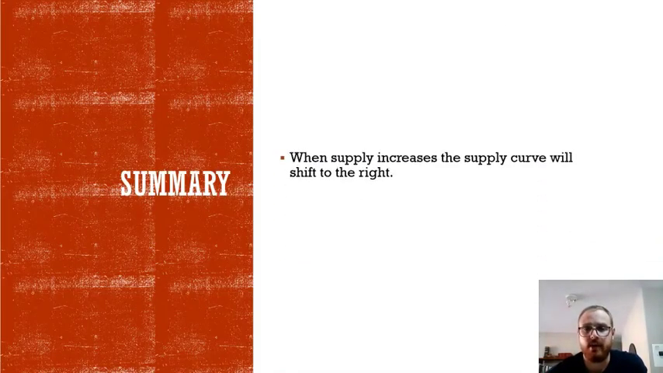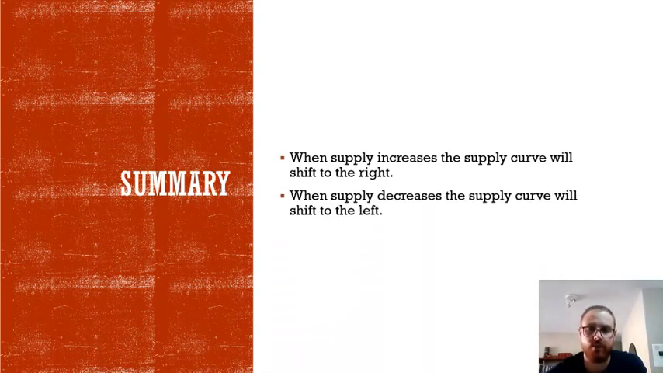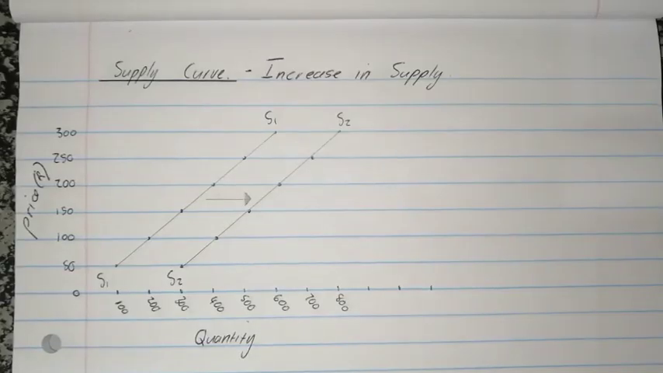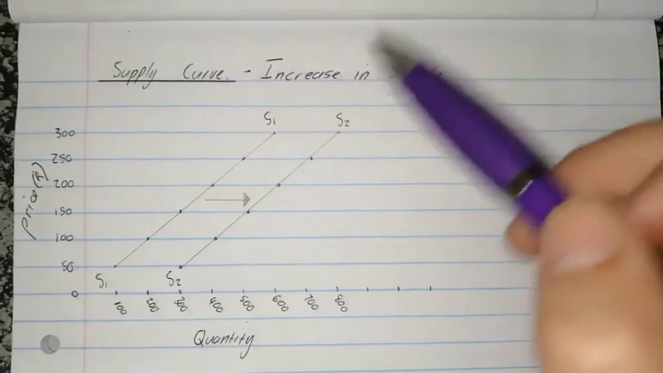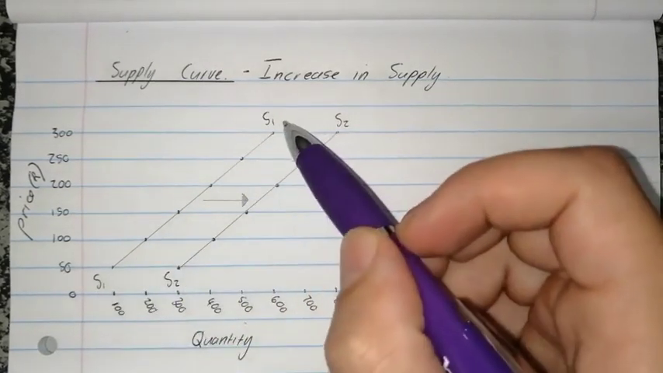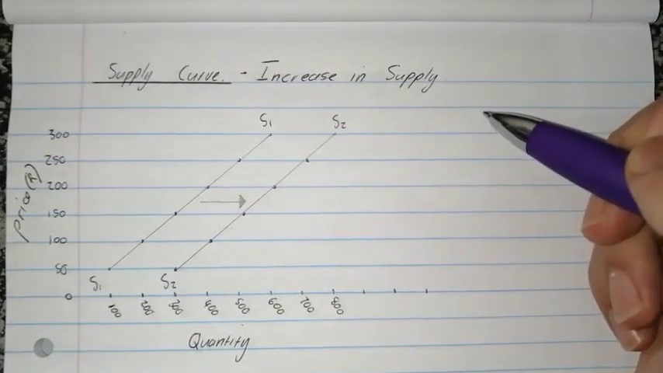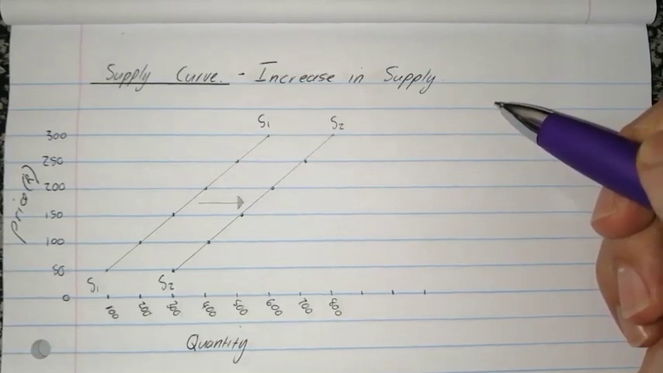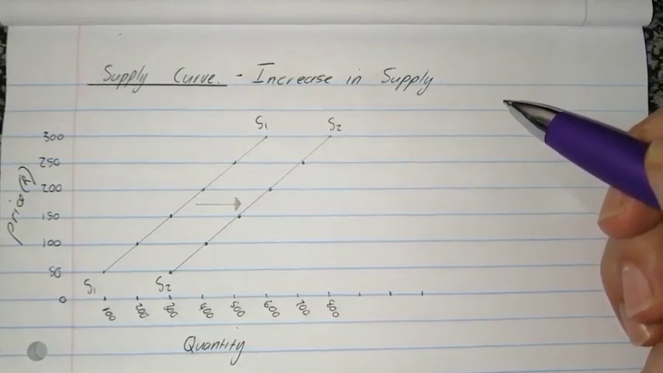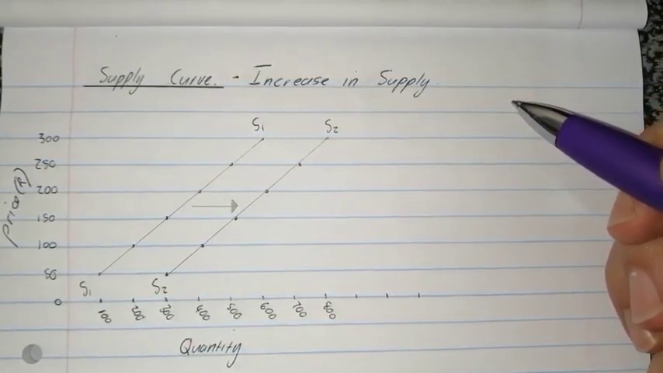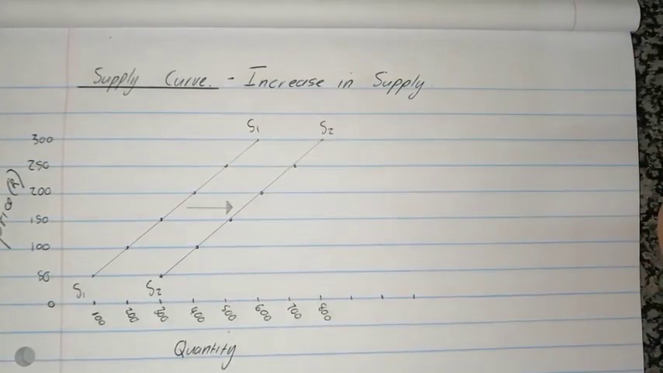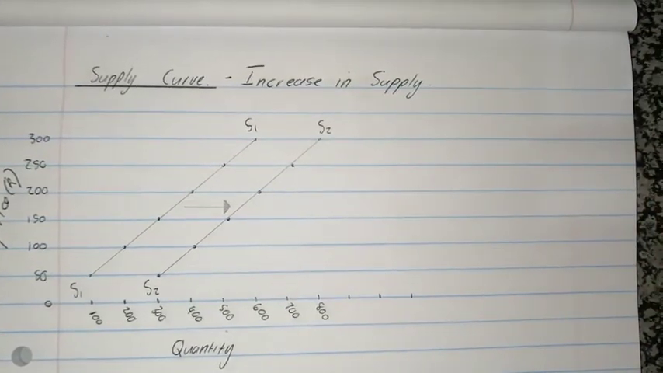Right, a summary. When supply increases, the supply curve will shift to the right, and when supply decreases, the supply curve will shift to the left. Right, ladies, I just took the original supply curve represented by S1 and I added S2 to show you how an increase in supply would look in the supply curve. Remember, prices stay constant.